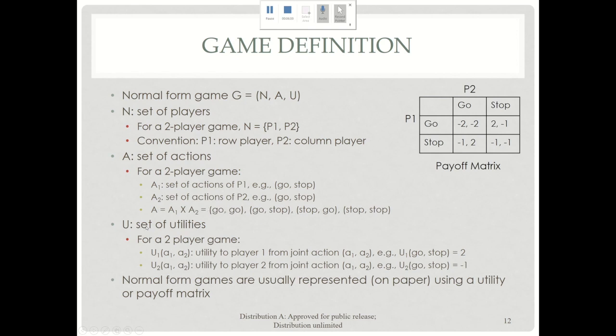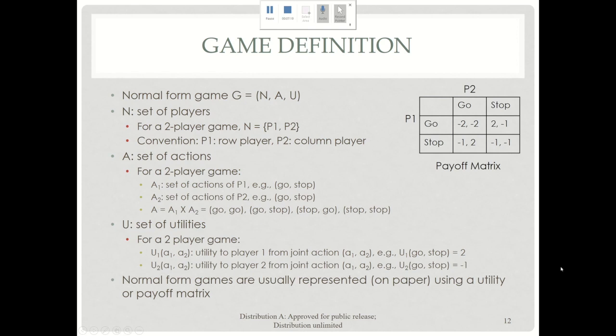U is the set of utilities. For a two-player game, once again, U subscript 1 denotes the utility to player 1. And utility, remember, corresponds to a joint action. So utility is indexed by A1, A2, which is the action for the first player and the action for the second player, together giving the joint action. And similarly, the utility for player 2 is U sub 2.